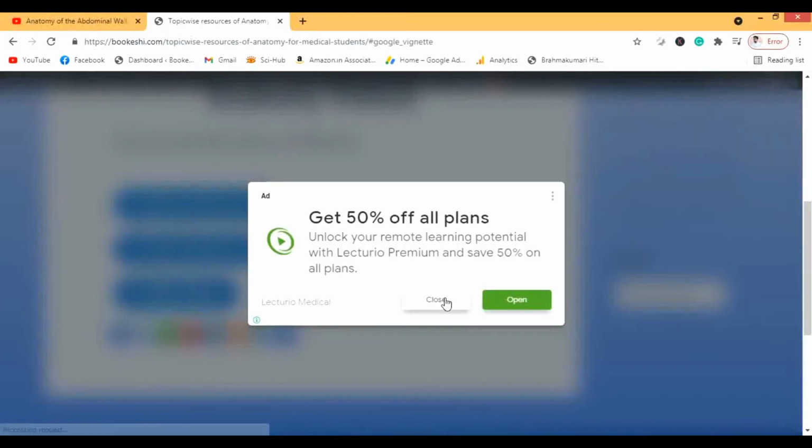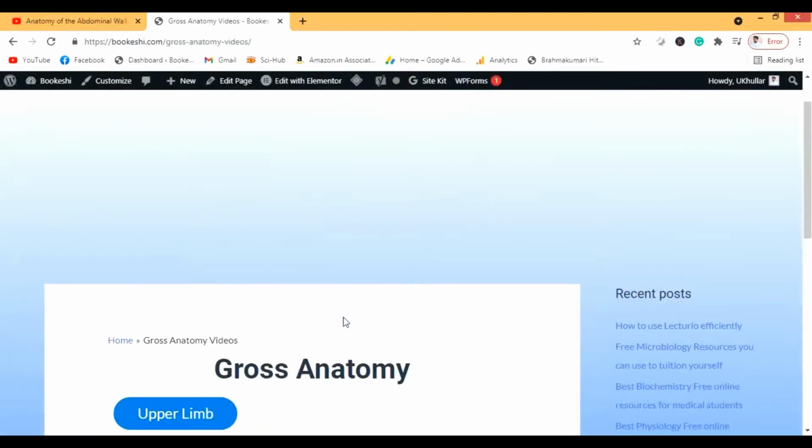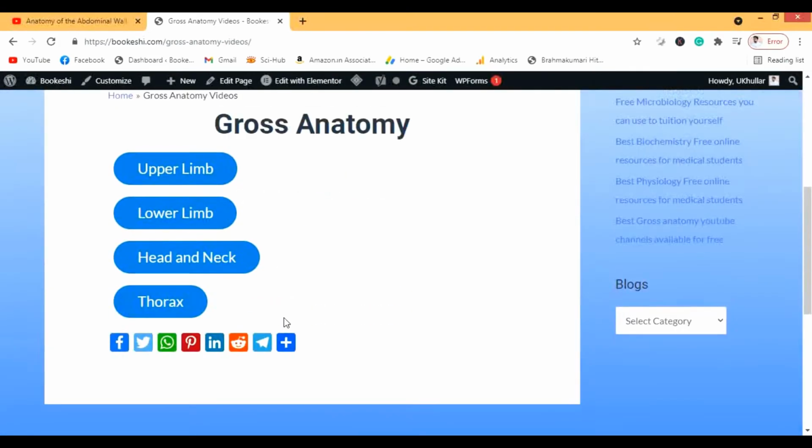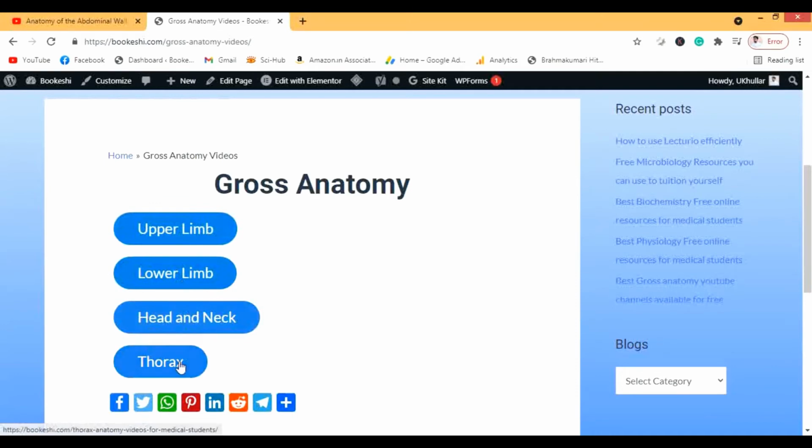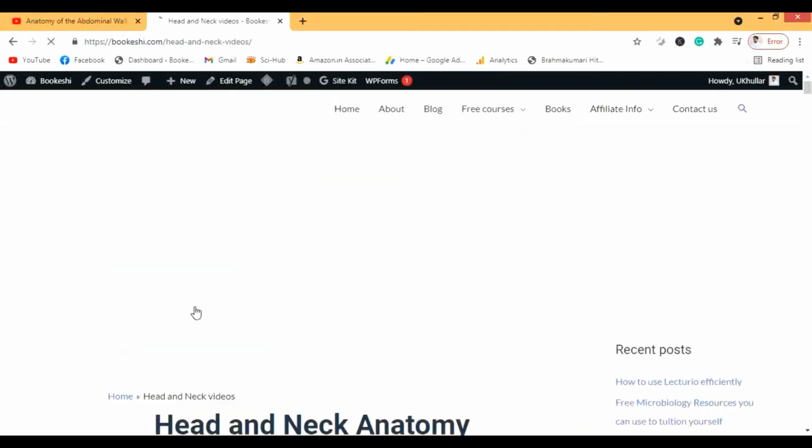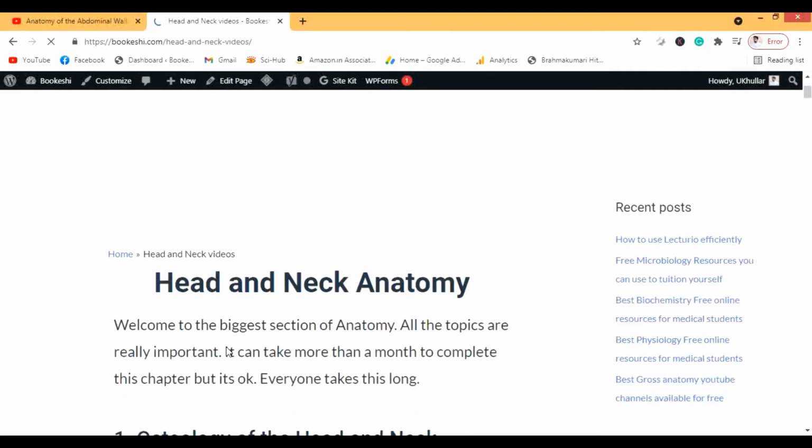Okay, that is an advertisement which we really love. I love it because they get me paid. If I go to any of the systems, let's see, the systems are not complete. I have to add abdomen and pelvis, but let's go to head and neck.